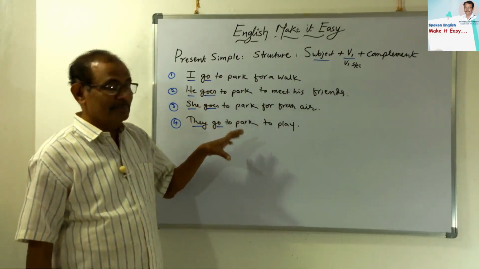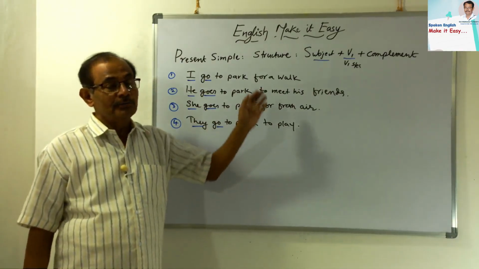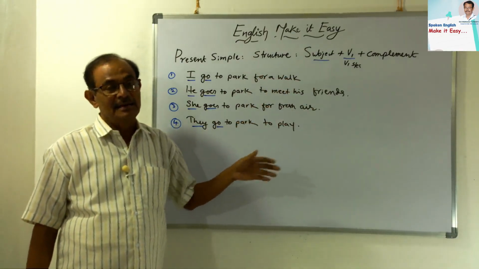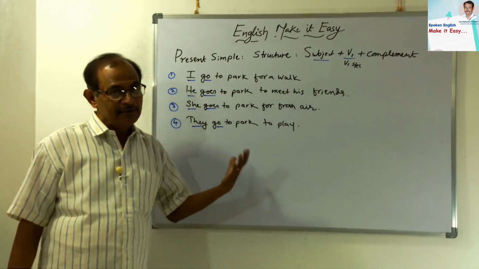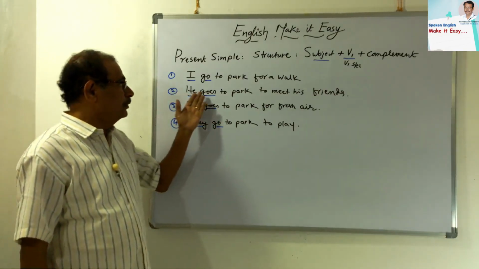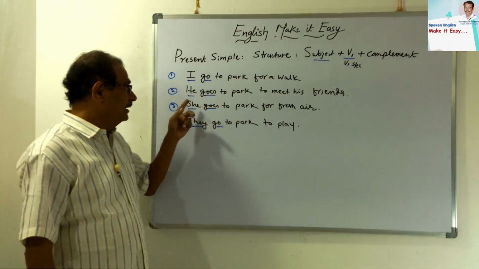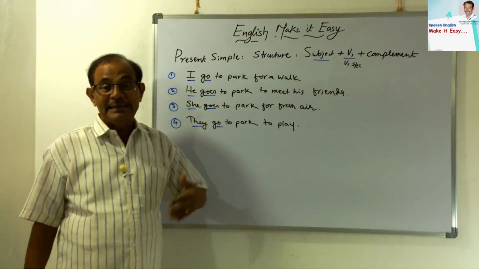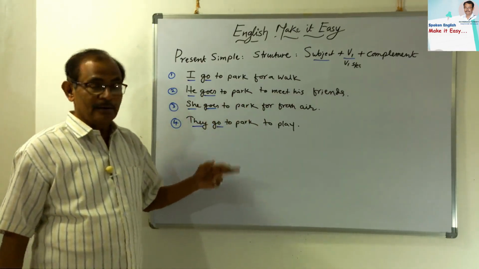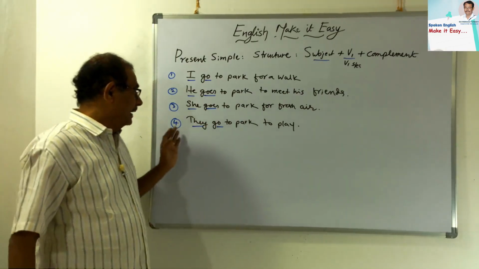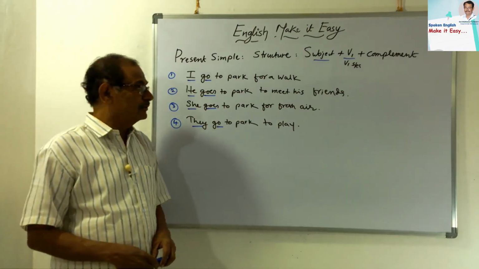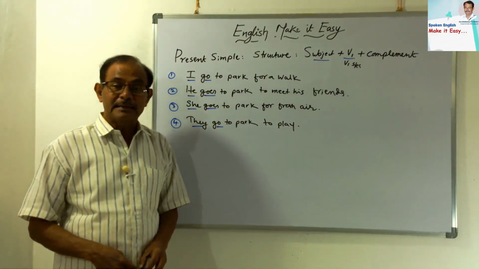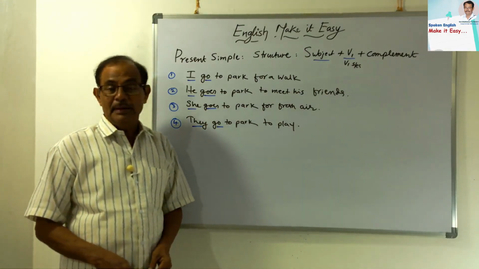With these examples, you can clearly know how the V1 form changes with a singular subject and a plural subject. So I shall repeat them again. I go to park for a walk. He goes to park to meet his friends. She goes to park for fresh air. They go to park to play. Okay, so let us go to the next slide and see some more details about the simple present.